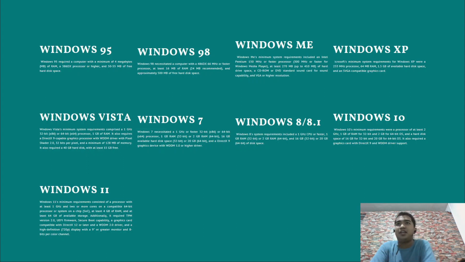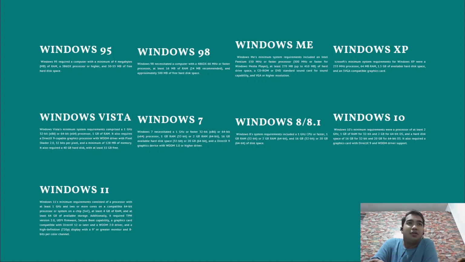The Windows XP minimum requirements were a 233 MHz processor, 64 megabytes of RAM, 1.5 gigabytes of available hard disk drive, and an SVGA compatible graphics card.